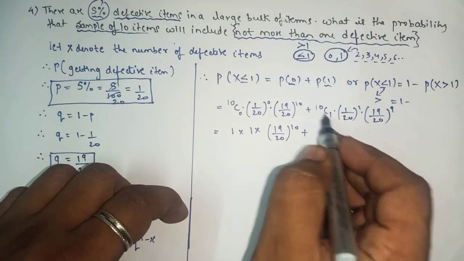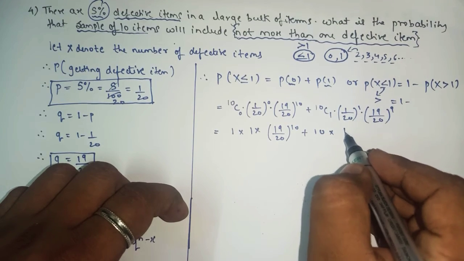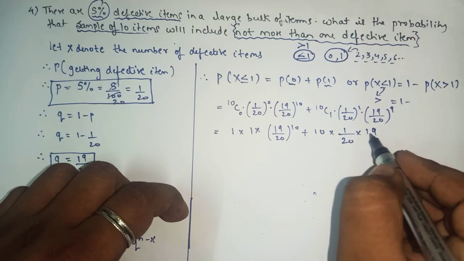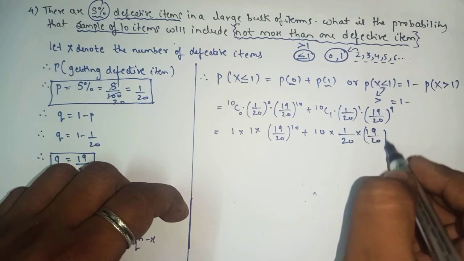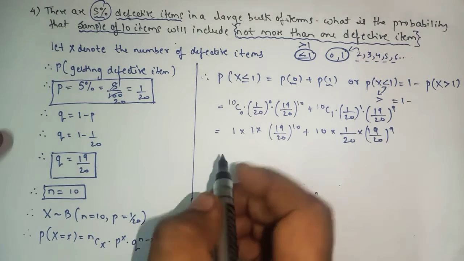So here 10C1 will be 10. 1 upon 20 will be written the same, into 19 upon 20 written the same as this. Okay, so now listen here.